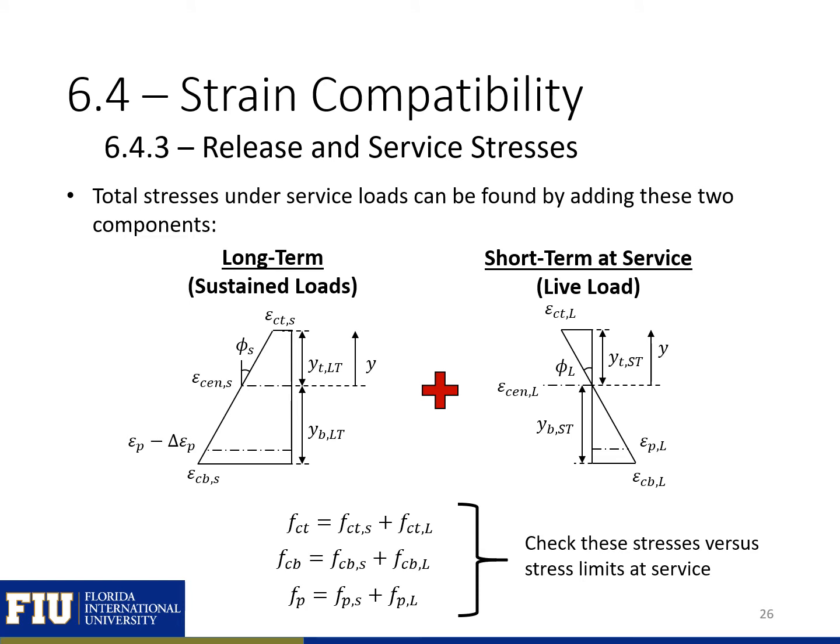Finally, to find our total stresses under our service loads, we can add together our stresses from our long-term sustained loads with our stresses from our live loads or our short-term loads. So we can add these together to get the total stress in the top and bottom of the section and total stress in the pre-stressing. And these would be the values that we would check against our stress limits from our codes.